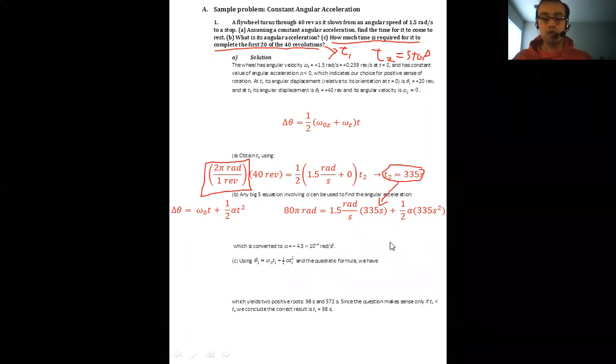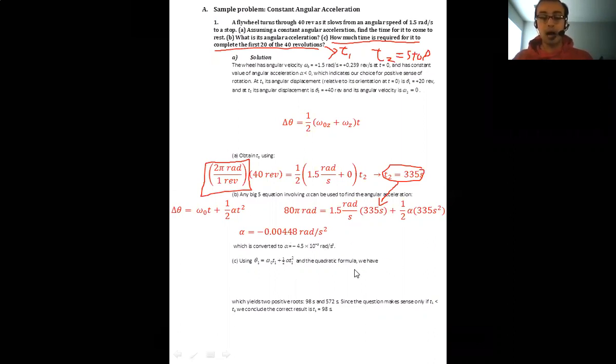We go ahead and solve. And when we solve for alpha, we find that it's equal to negative 0.00448 radians per second squared, which we can convert into scientific notation as negative 4.5 times 10 to the negative third radians per second squared. So that's 1, 2, 3, and we go ahead and round that off.